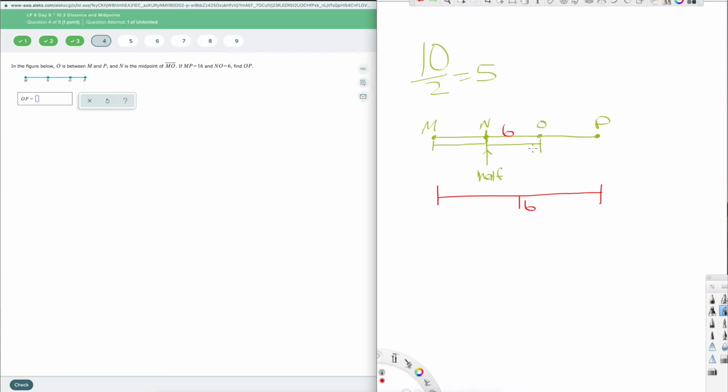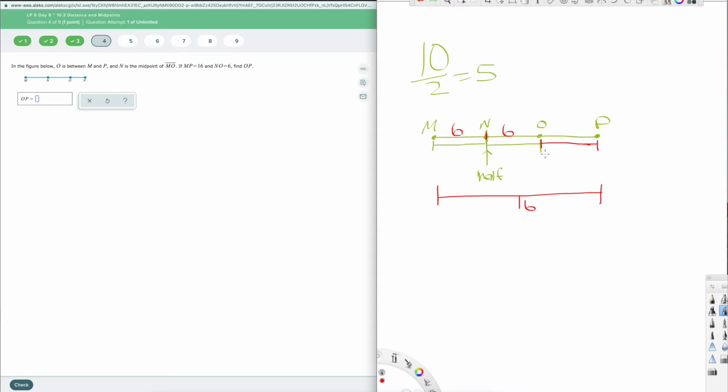If NO is 6, MN is 6, because remember, halfway. So these guys are equal to each other. And then it says find OP. All right, well, we've already filled some pieces in here, right? So I want to find this section here on the end. This is segment addition, and we dealt with this in the last section just a little bit.